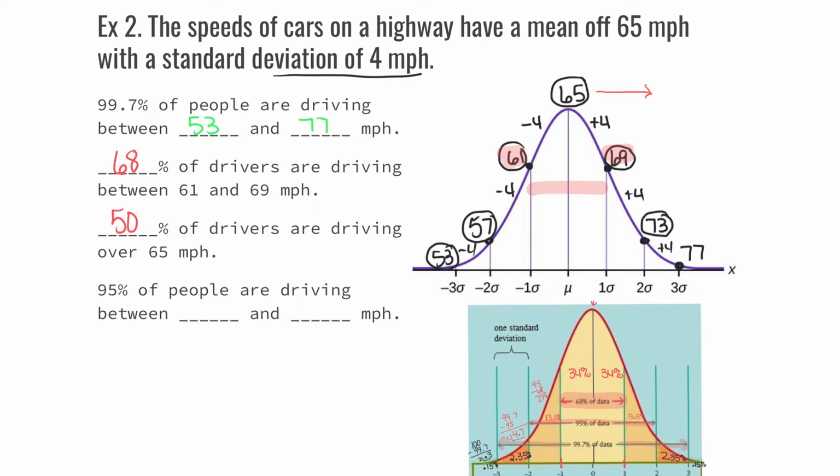Okay, and then 95% of people are driving between what? Well, if we go back here and we look at 95% of the data has to fall between two deviations. So if I look at the two standard deviations, they're right here. Let's go back and change that. Let's make that a highlighter. Here and here. So it would be between 57 and 73 miles per hour. So fill in your graph first, and then you'll be able to answer these questions a lot better.